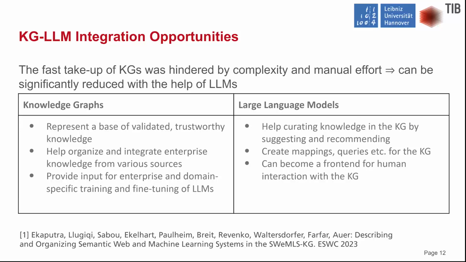So we can use knowledge graphs as a validated, trustworthy source. They can help organize and integrate knowledge from different sources. Also provide, on the other hand, input for enterprise or domain-specific training, fine-tuning. And the language models can then lower the entrance barrier to knowledge graphs, to ontologies, by helping us to create knowledge in the graph, by suggesting things, recommending, creating mappings, queries, and become like a front end for human interaction with the knowledge graph.